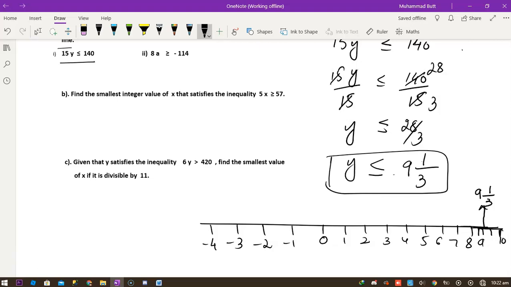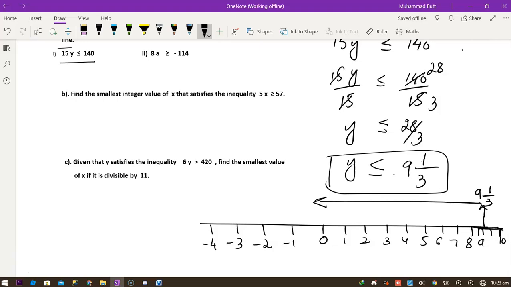Less than means that you have to move the direction of the inequality towards the left side, because the left side shows that the value of y is less than 9 whole 1 by 3. So this is the way how you will represent the inequality on the number line. Similarly, you will do part 2. 8a is greater than or equals to minus 114. You will find out the value of a and then you will show it on the number line.